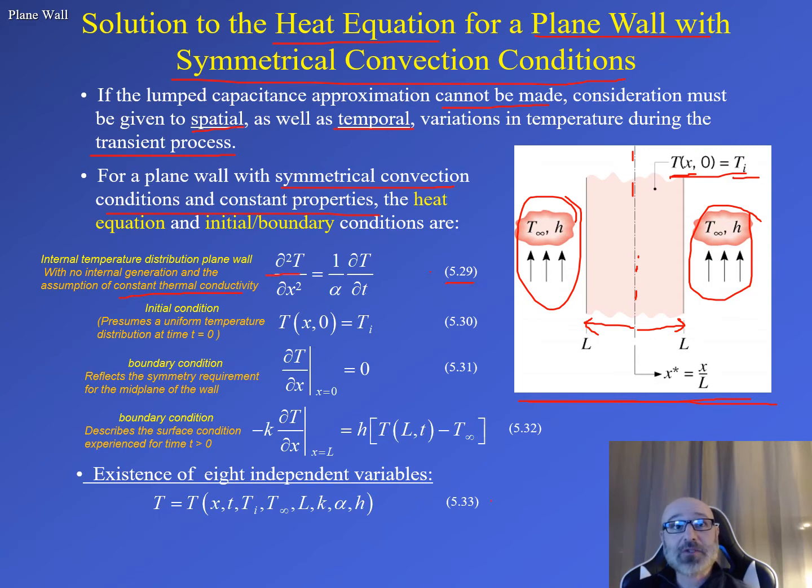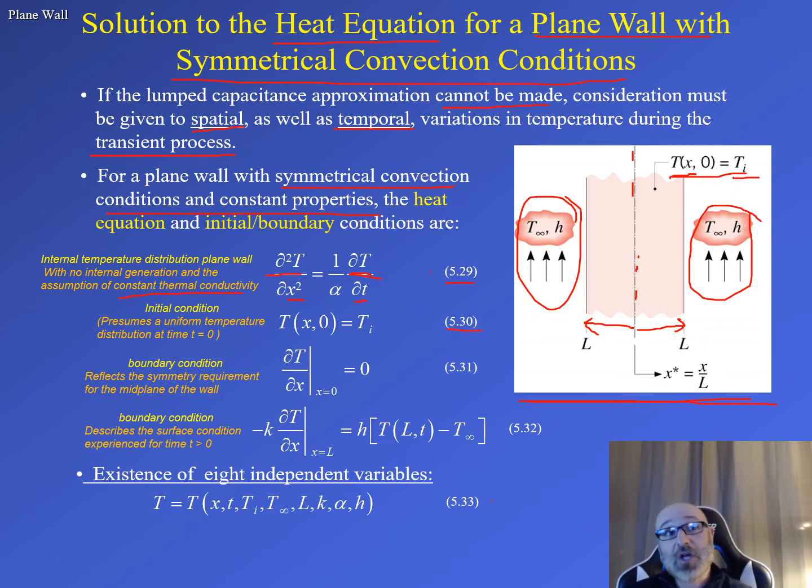We have our second partial derivative of T with respect to x squared, equal to 1 over alpha times the partial derivative of temperature with respect to time. So that's our equation 5.29. Then we can take a look at our initial condition here in equation 5.30.